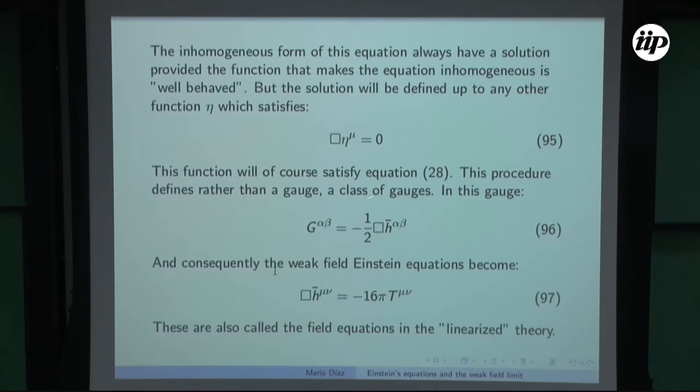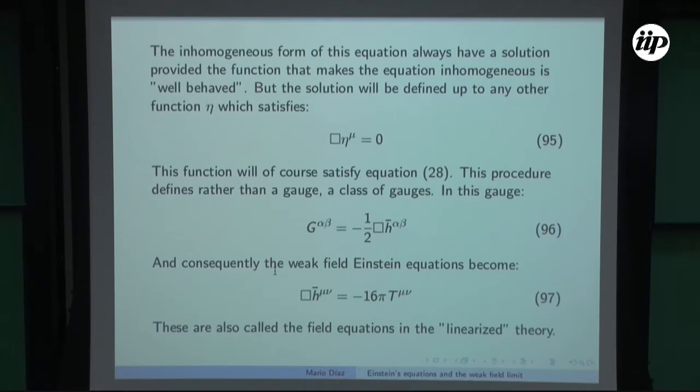And so what we have defined here is what is called a class of gauges. But essentially, in this particular gauge, the Einstein tensor can be written like this. Just the box operator of the perturbation that has now been transformed over the choice of different coordinates. And the weak field Einstein equations then are going to be the box operator equal to the energy matter content of the space-time. These are called the field equations in the linearized theory. Notice that the metric part has no relationship to the matter content because that's always a solution of vacuum.